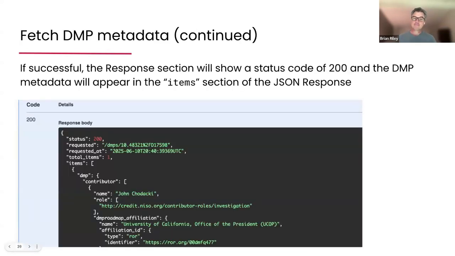Once you click execute, assuming there were no typos or there's no issues, you should get a 200 response from the server, as well as the JSON metadata. So this is, again, that RDA common standard, and it's inside the items section. We don't have time to go over the entire common standard at this point. Next slide, please.